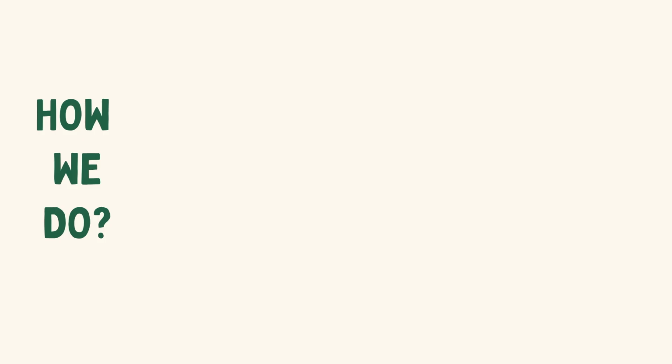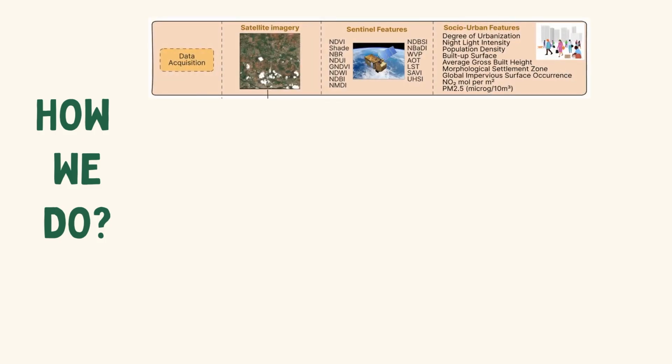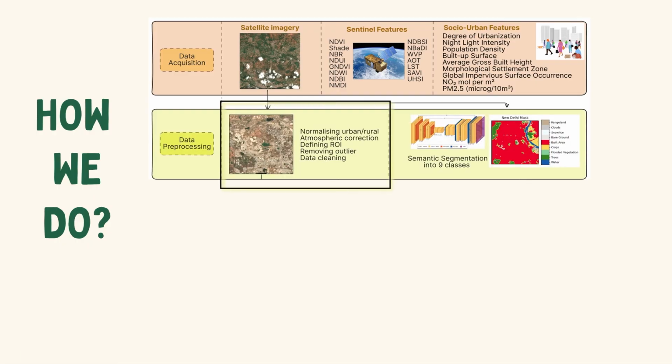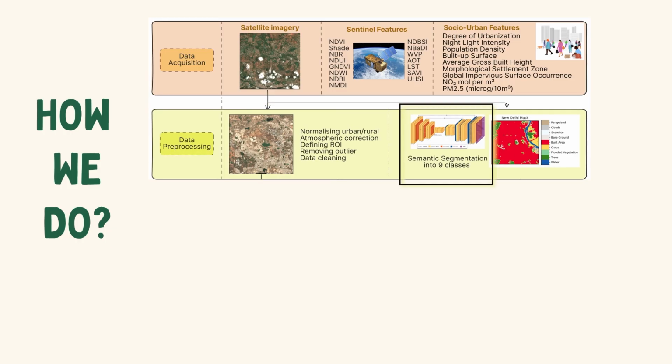So how do we do it? We start with data acquisition, wherein for each input place, we extract the satellite imagery and its environmental factors from the Sentinel satellite through Google Earth Engine, and we also extract a few socio-urban features which are related to UHI. We then apply data pre-processing techniques to convert this satellite image into a more usable format, and we apply semantic segmentation techniques to have a pixel-wise classification of the satellite image into one of 9 classes such as water, trees, crops, etc.